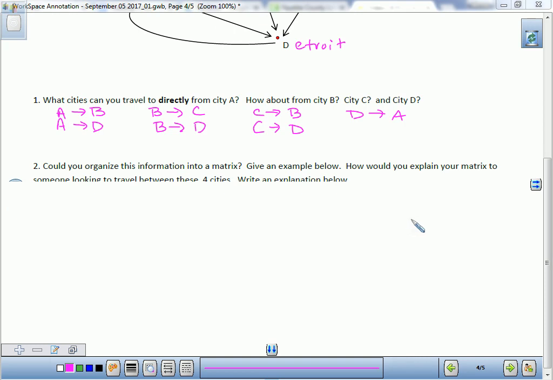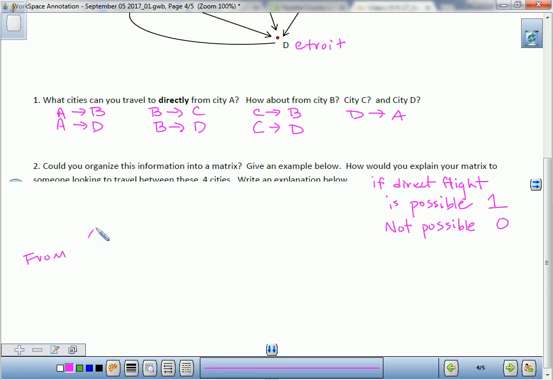Okay? So, can we take this information and turn it into a matrix? We don't have numbers. If a direct flight is possible, we will represent that with a 1. If it is not possible, a 0. So this is not hard. This is where we're going from. We'll label our rows, and where we're headed to, we will label our columns.